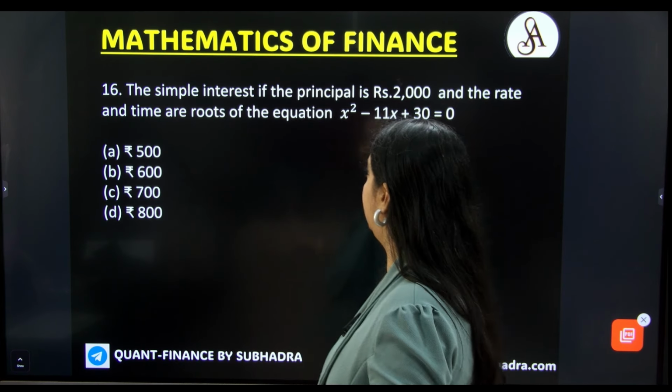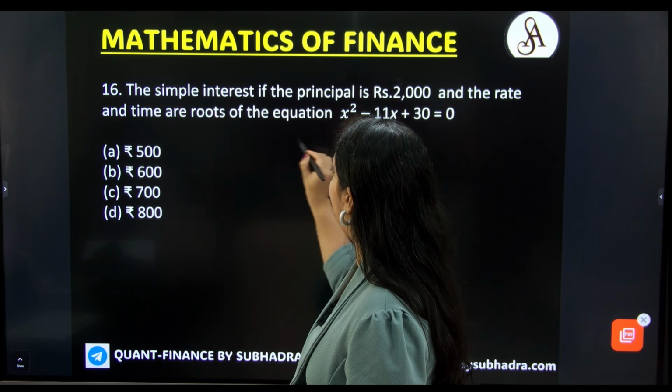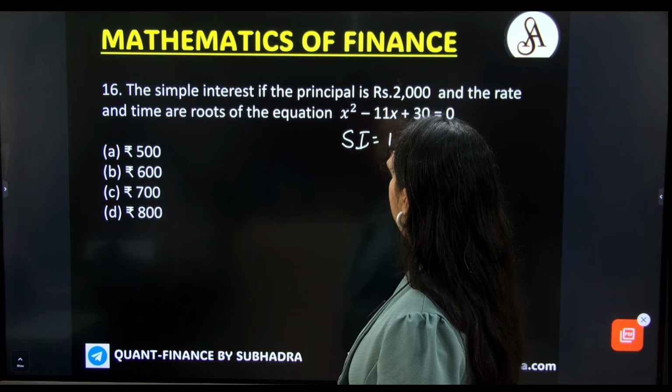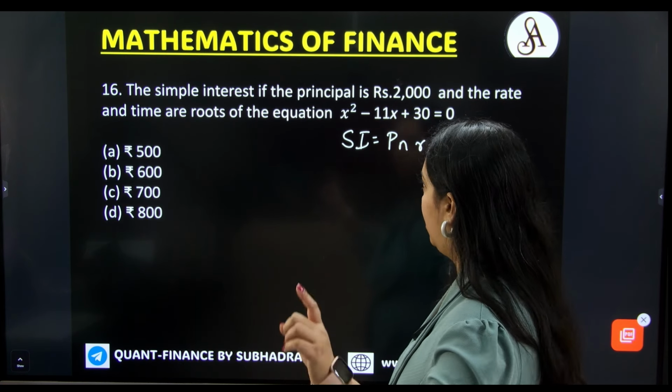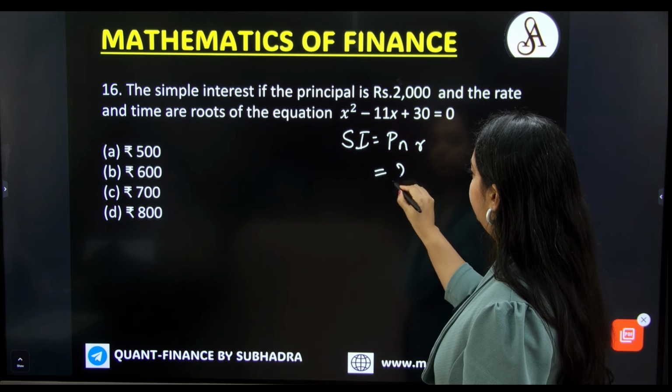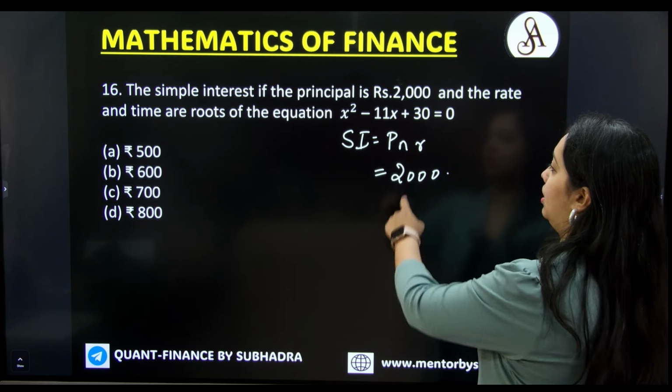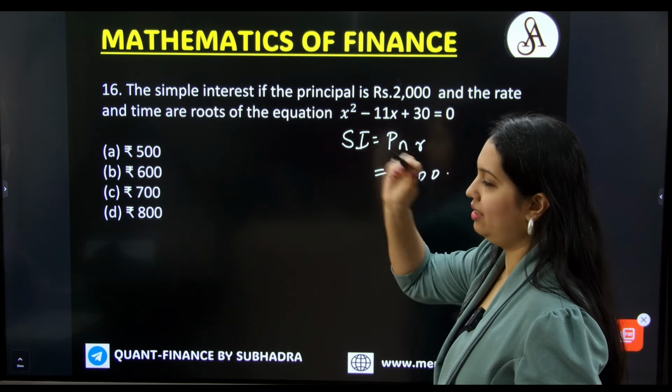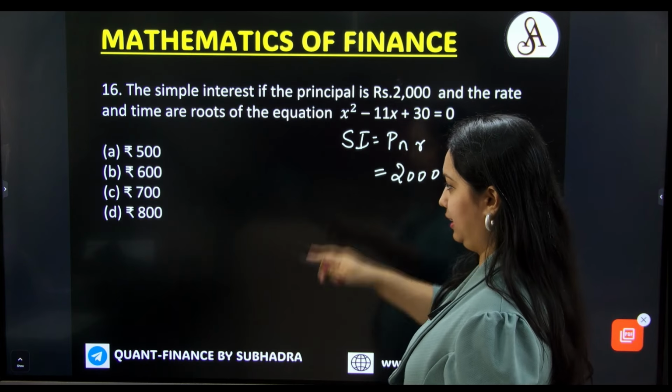Simple interest you need to calculate. We will apply the simple interest formula PNR. If the principal is 2000, we know the principal. N and R, rate and time, you get as roots of this equation.